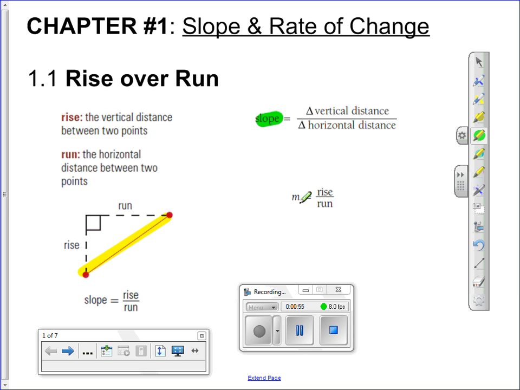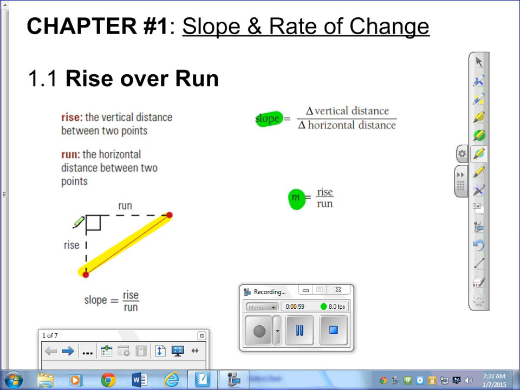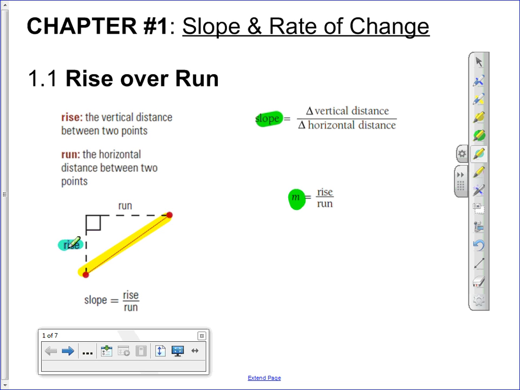Slope is often represented with the letter M, and the way to figure out slope is to figure out how much the graph or the line goes up and divide it by how much it goes over. This is something that's useful in many contexts, and you will see that right away.